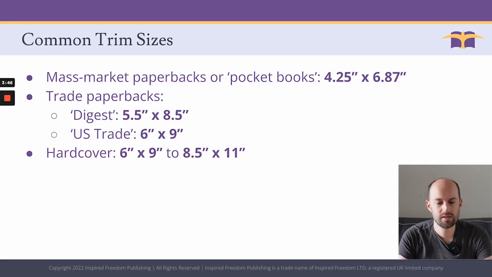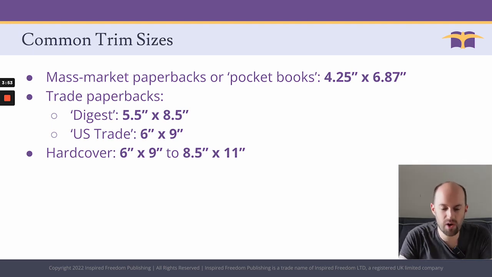So what's next? Here are some trim sizes that are very common across the industry. Firstly, there's a mass market paperback, also called pocketbook, and they measure 4.25 by 6.87 inches. Next is the trade paperbacks, and there's two types of trade paperbacks. First one is called a digest at 5.5 by 8.5 inches, and the second one is a US trade size, which is 6 by 9.